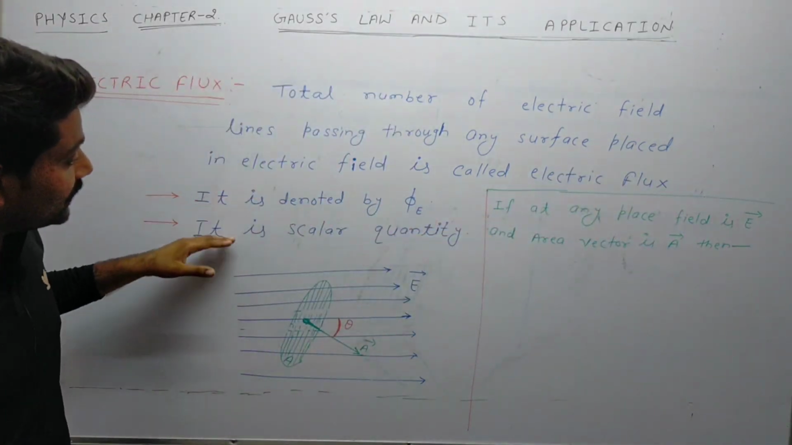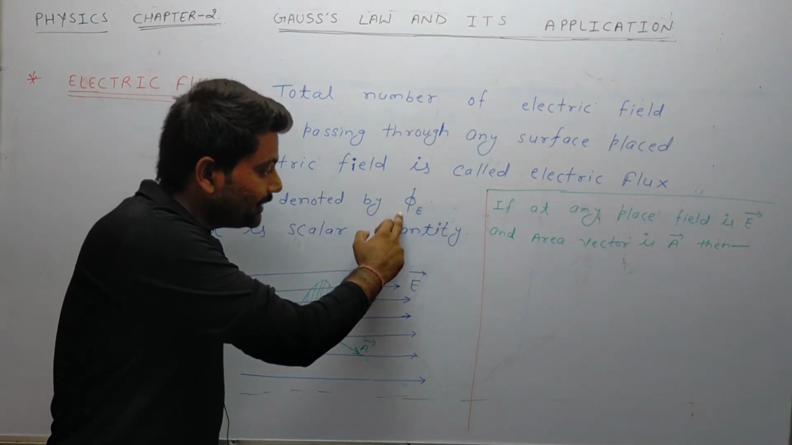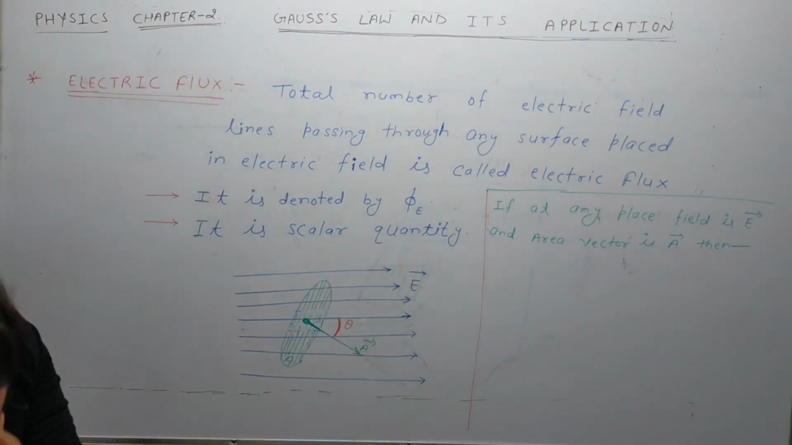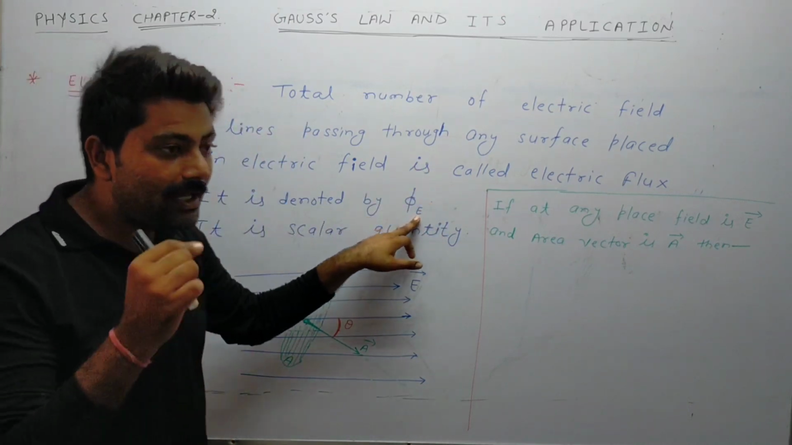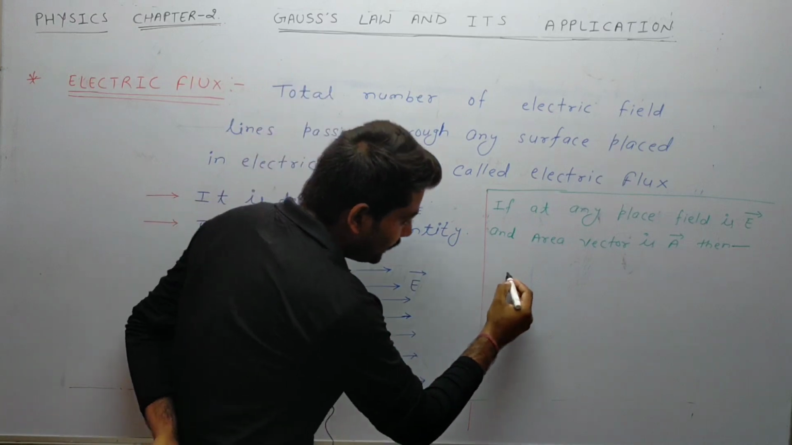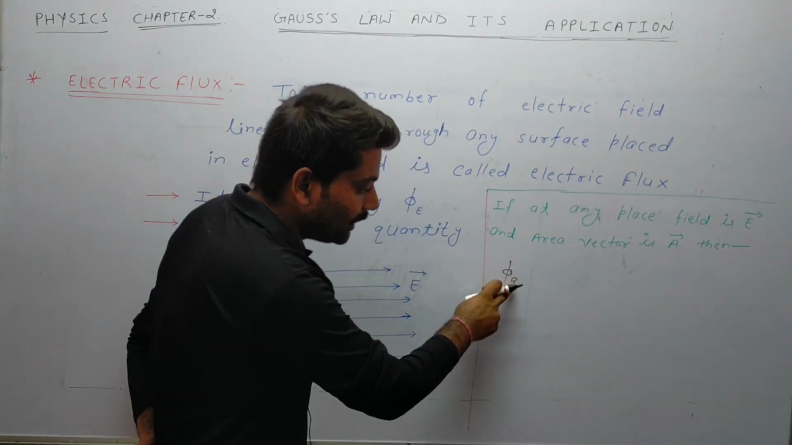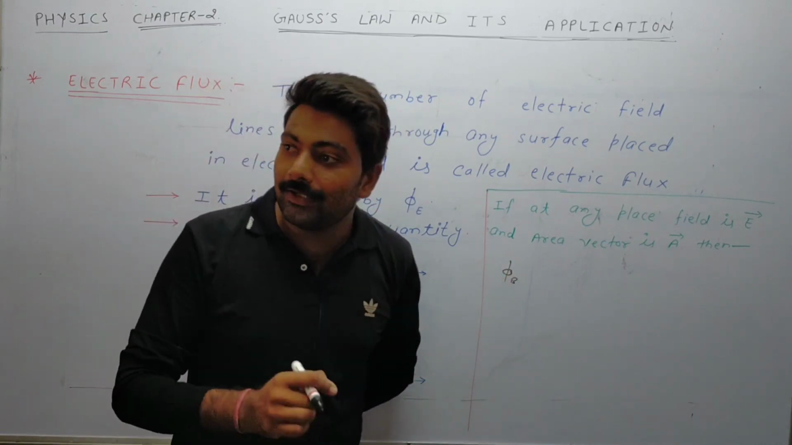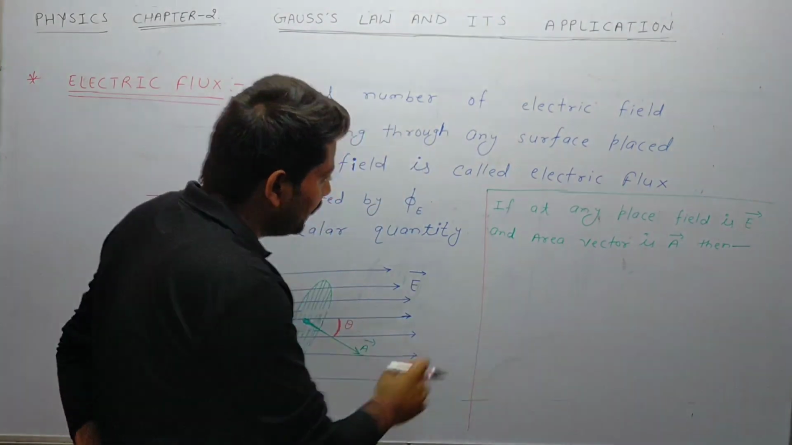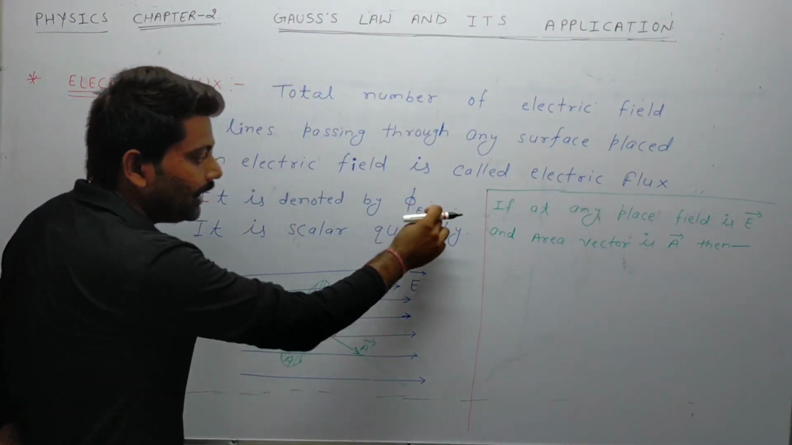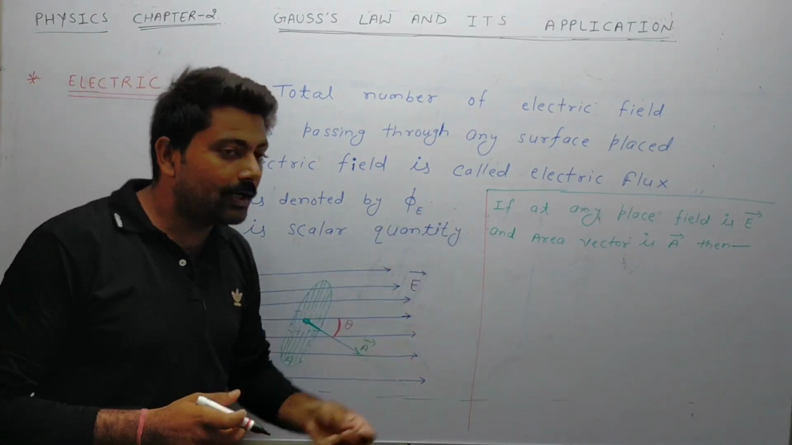The electric flux is a scalar quantity and it is denoted by phi E, where phi is for flux and E is for electric field. At any place, you can see phi B. This also means flux, but the B is for magnetic field and phi B represents magnetic flux. But here we discuss only electric flux, which is denoted by phi E, and it is a scalar quantity.